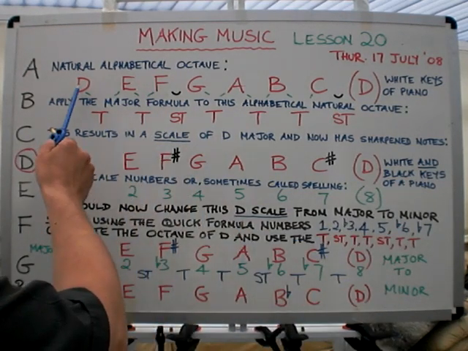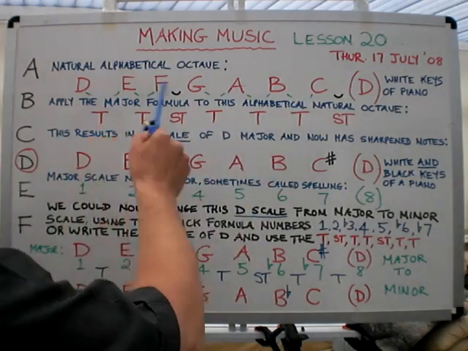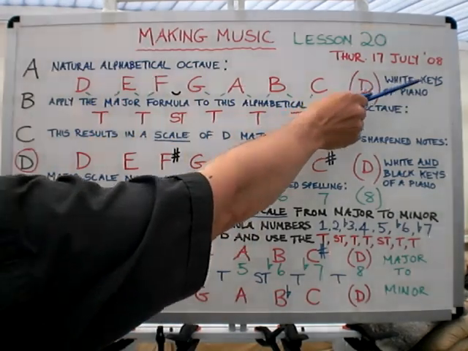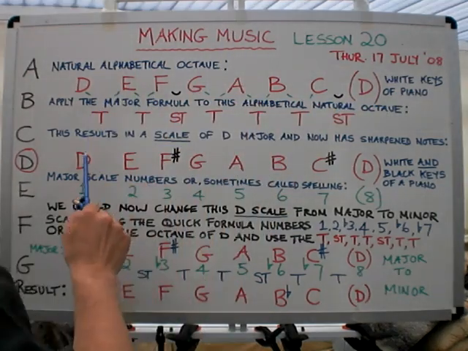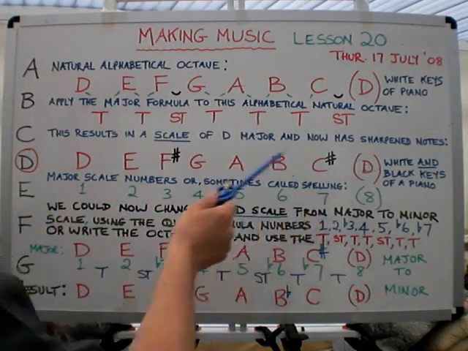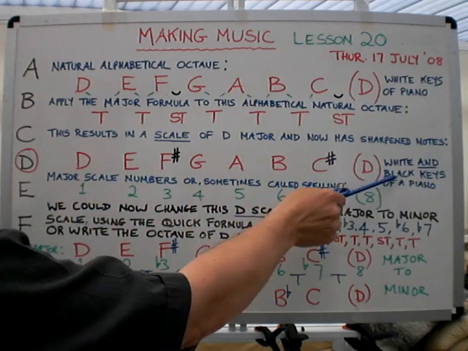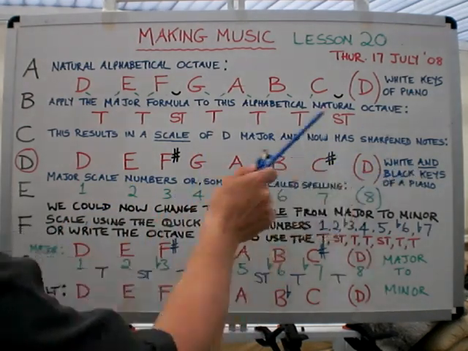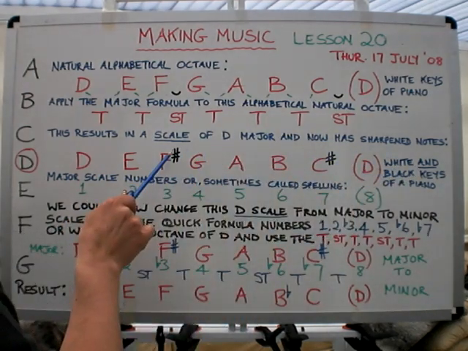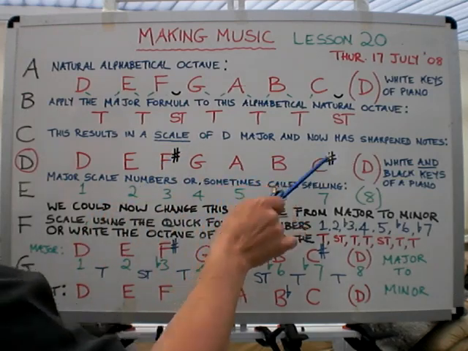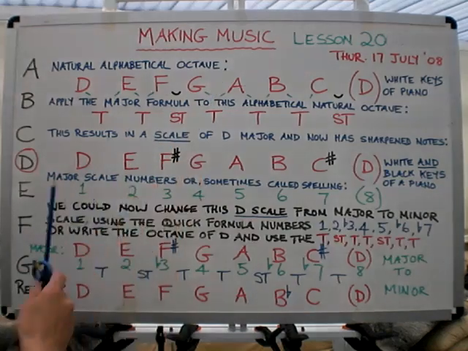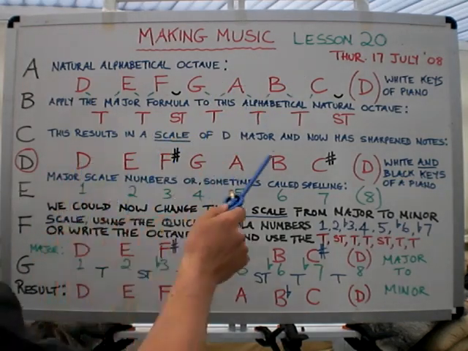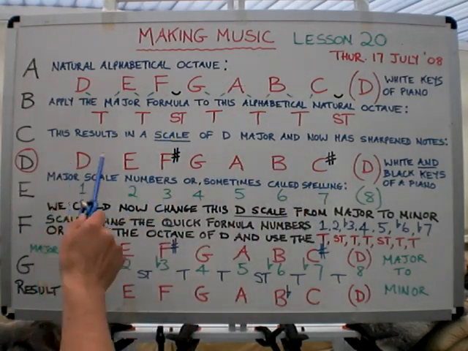When we just looked at the natural alphabetical arrangement, we just used the white keys of a piano from D to D. Now here we go from D to D, but we also incorporate the black keys, and we land on some black keys. This F sharp and that C sharp. So we've converted an alphabetical arrangement from D to D to the D major scale. So it's now a scale.